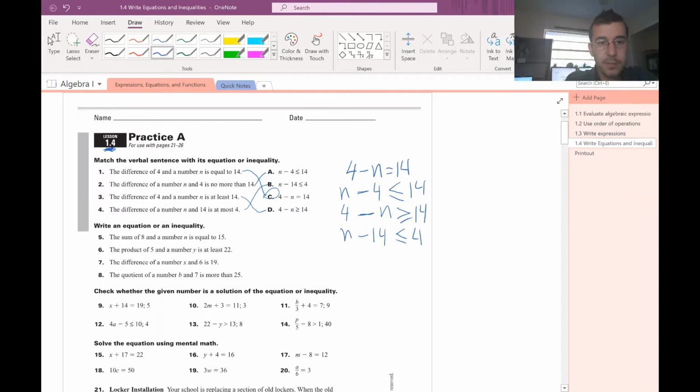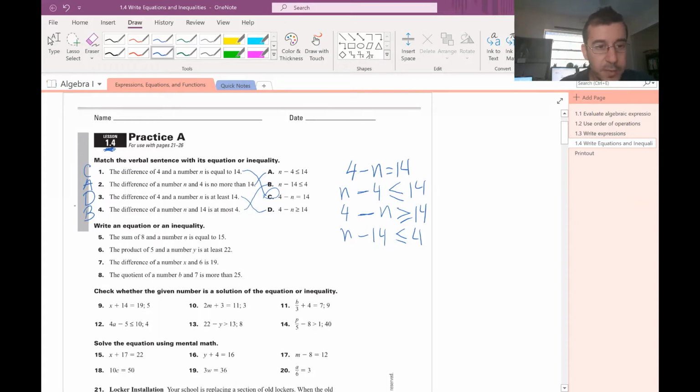So we have the first one is C. Then the second one is A. The third one is D. And the fourth one is B. So it's C, A, D, B.